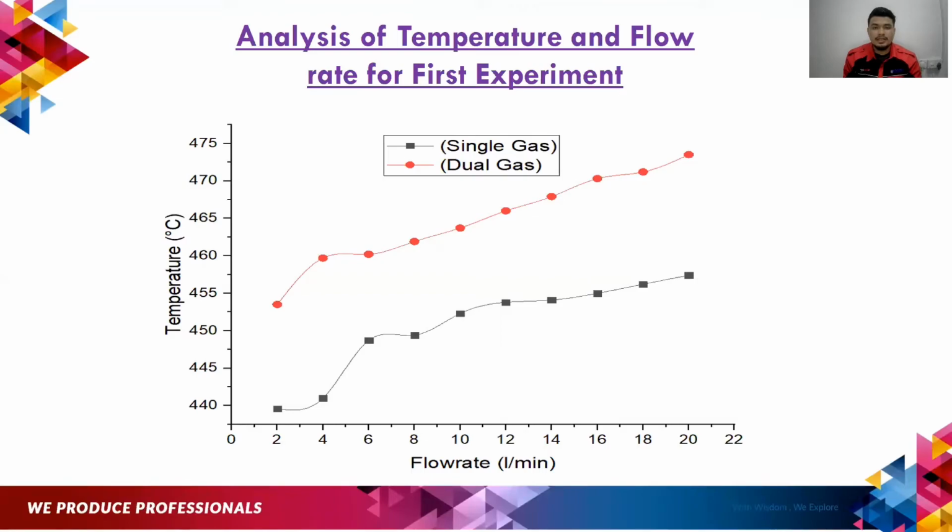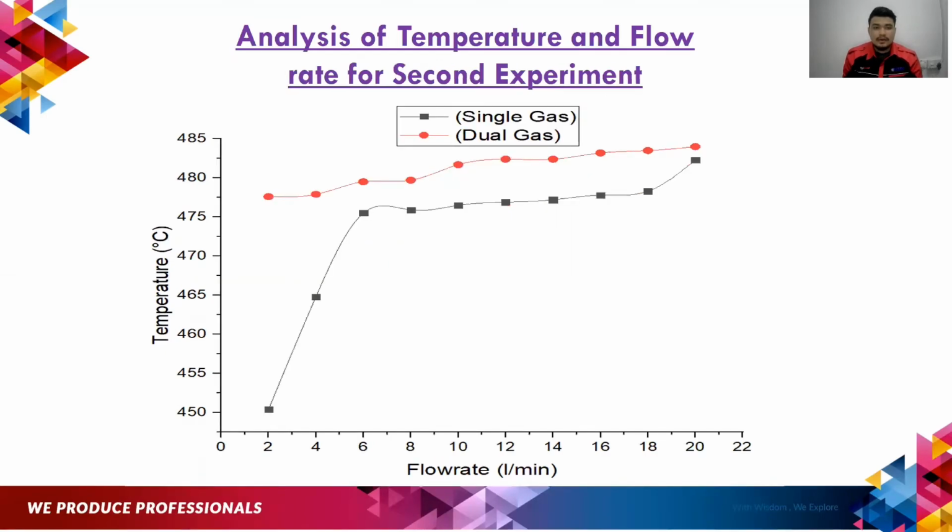Okay, this is the analysis of temperature and flow rate for the first experiment. There is quite a big difference. The dual gas supply has a higher temperature than the single gas supply. And this is for the second temperature analysis. You can see that for single gas supply, at 2, 4, and 6 liter per minute, there is a significant increase in temperature. And for dual gas supply, at 12 and 14 liter per minute, the same temperature was recorded.